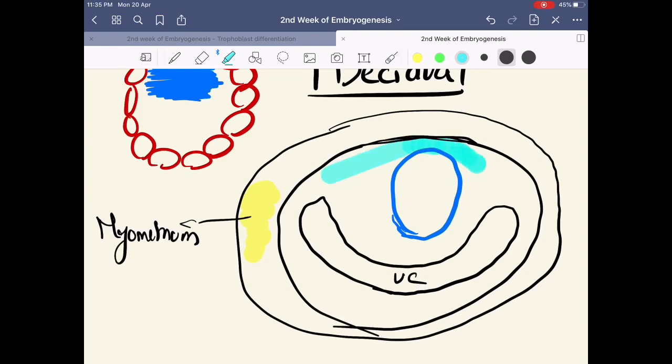Clear? It's there throughout here, all these areas. This is actually the decidua. Like this. The decidua is here. This is the decidua. What is in blue is decidua.